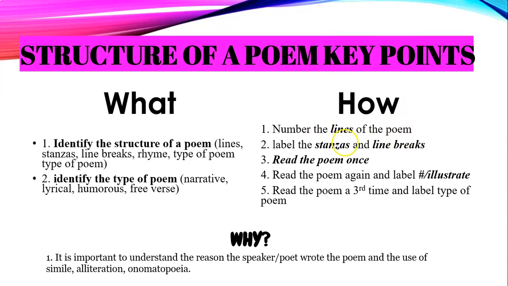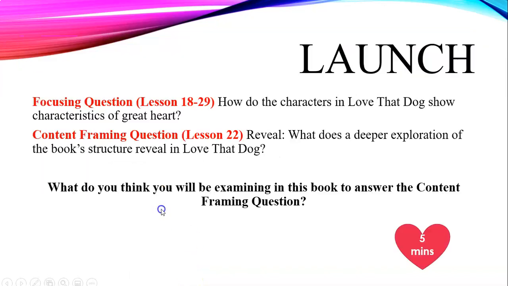All right, let's go ahead and go to the how points. We're going to number the lines. We're going to label the stanzas and line breaks. We're going to read the poem. Remember, as a good reader, we always have to go back and reread the poem. Why is this important, boys and girls? It's important to understand the reason the speaker or the poet wrote the poem and used simile, alliteration, onomatopoeia. So sometimes they use all of these at the same time. Sometimes they only use one of them. So it really depends why the speaker wrote the poem.